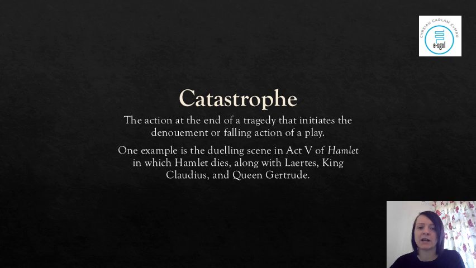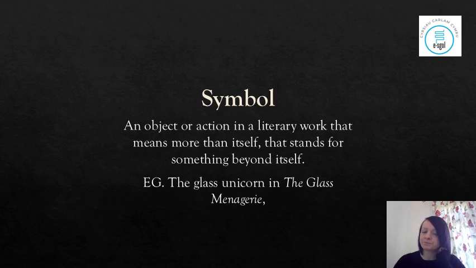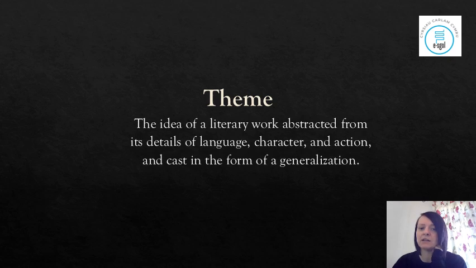Catastrophe, so the action at the end of a tragedy that initiates the denouement or falling action of a play. One example is the dueling scene in Act 5 of Hamlet, in which Hamlet dies, along with Laertes, King Claudius, and Queen Gertrude. So a massive catastrophe where there's a severe loss of life there. Symbol, so an object or action that stands for more than the object itself.